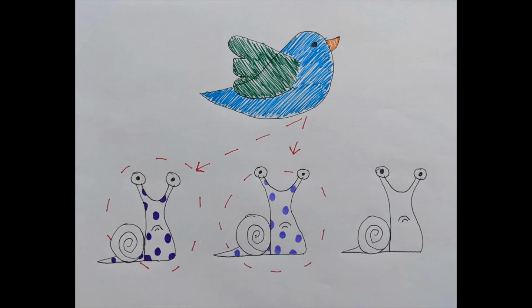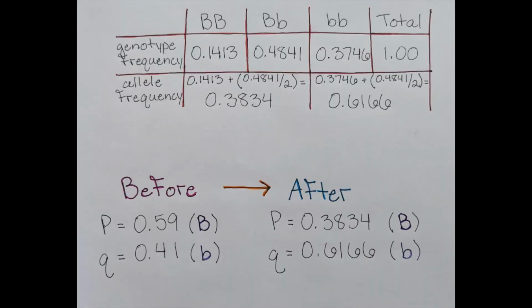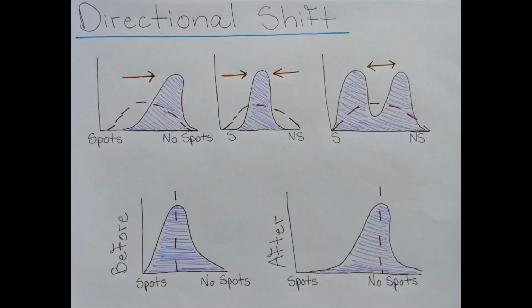Since the snails with spots are more easily detected, a majority of them will not reach a reproductive age and be able to pass on their genes to future generations. When you take the new genotype frequency and calculate the allele frequency, you see the numerical difference between the before and after selection. The allele frequency of our big B decreased, while the frequency of the little b increased. You also see this effect when looking at the graphs that show the directional shift.